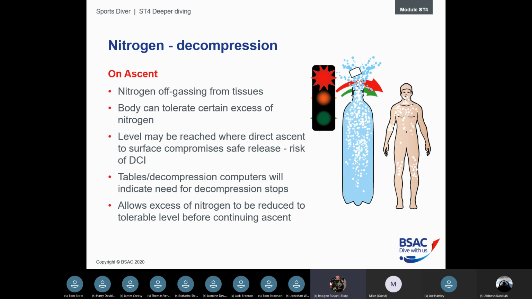And this just allows the excess nitrogen to come out of your body before you continue your ascent. So you ascend to a shallower depth, off-gas there for a bit, and ascend in stages rather than all in one.